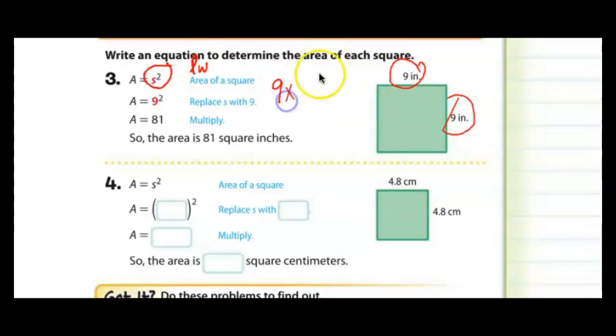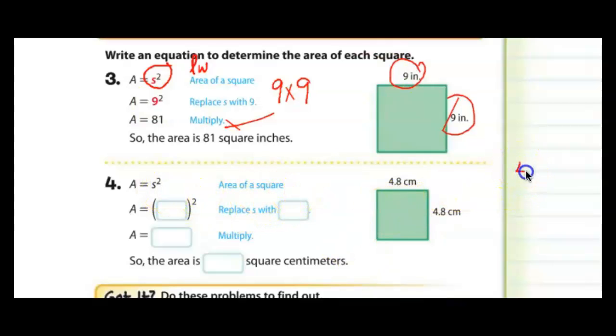So 9 times 9 is equal to 81. And that's exactly how you would solve 9 squared anyway. There are 2 factors. Both factors are 9. That's going to be 81. Let's go ahead and look at this next example. We're going to do the same thing.